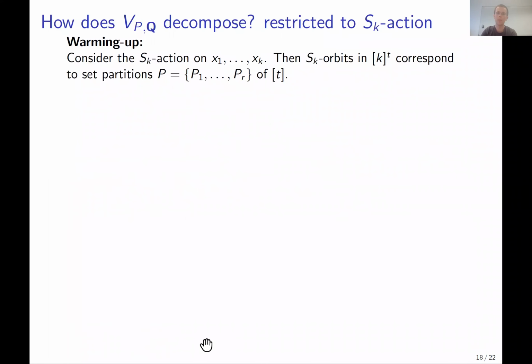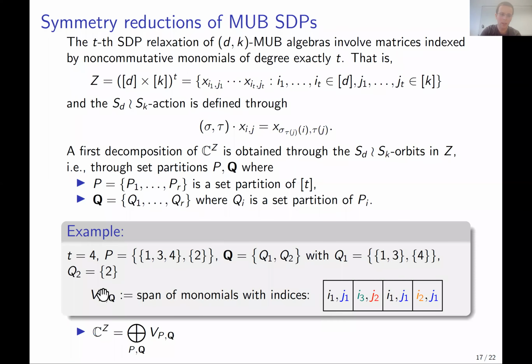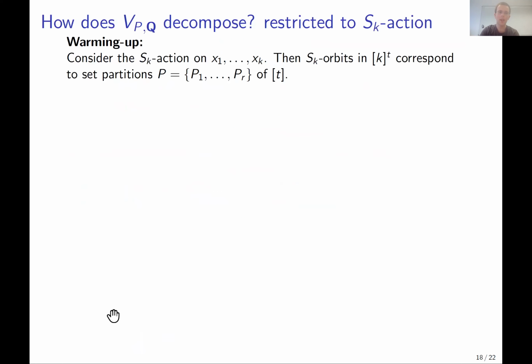The much harder step is to show how to decompose this. Oh, by the way, I called this set VPQ. So basically, this is the vector space that corresponds to one orbit. And what we want to do is decompose this vector space into irreducible modules. And this is the hard part of our work. So let me just sketch it in a slightly easier setting where you only have the symmetric group. So not the wreath product of two symmetric groups, just the symmetric group.